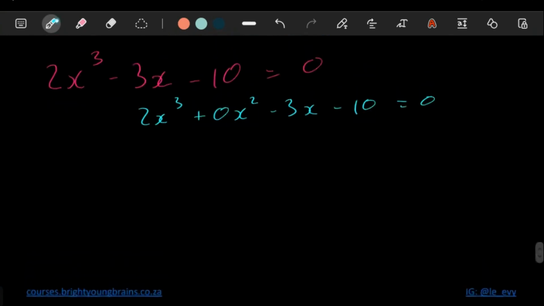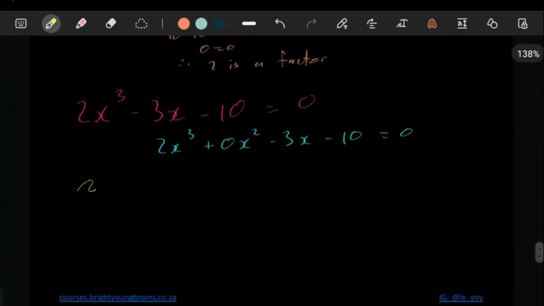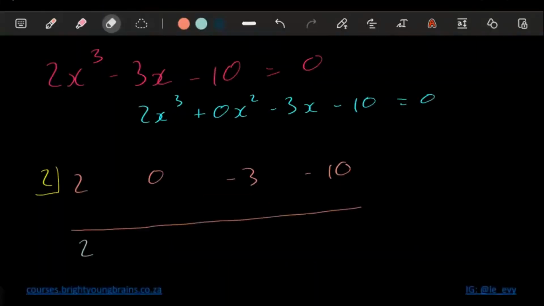And then to use synthetic division, here's what you do. Since 2 is a factor, right? You're going to put here a 2 with a symbol like this. And then these coefficients, you put them here: 2, 0, -3, and -10. And then you draw a line. And then what you do is you drop this first number. So from here, you're literally just going to be adding and multiplying.